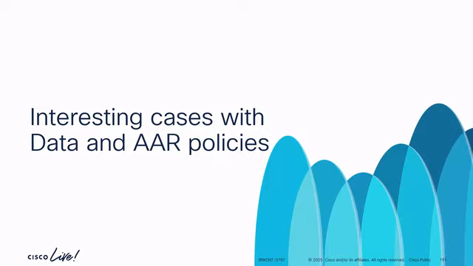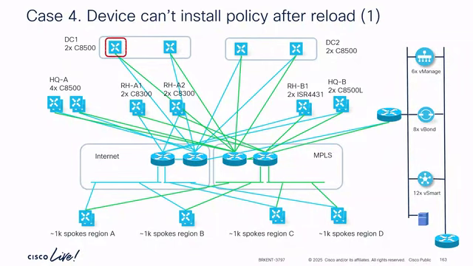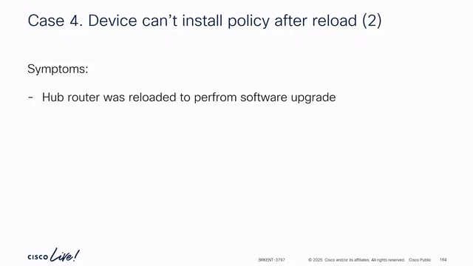We had enough cases. Let's quickly check some data and application-aware routing policies. And this case I like particularly because it's not from that distant past, maybe 2 years ago. The case was escalated to me, and it was said that something strange was happening. I have a very large enterprise here. I have the data center with the most powerful SD-WAN devices. And the thing is that we performed a software upgrade. The hub router was reloaded, since the upgrade requires a device reload, right?